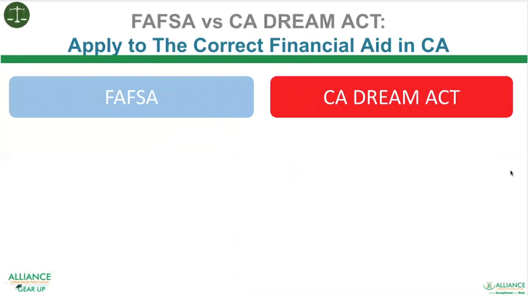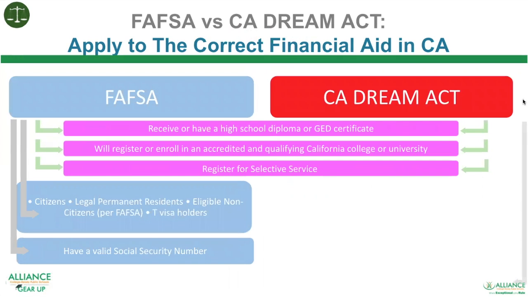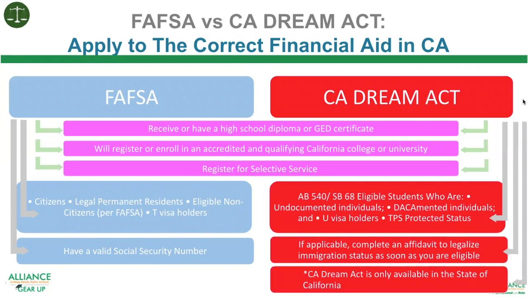So FAFSA versus DREAM Act. In this slide, we're going to go over the similarities and the differences between the FAFSA and the California DREAM Act. Some of the similarities are that in order to qualify for both, you have to have received a high school diploma or GED certificate, and you have to be registering or enrolled in an accredited or qualifying California college or university. And then lastly, register for Selective Service.